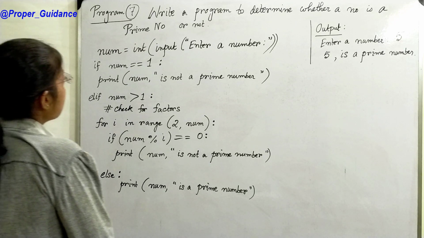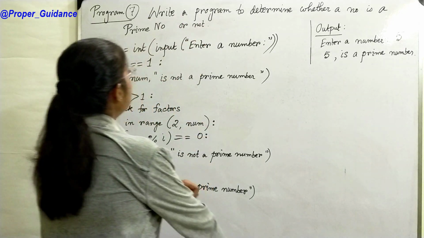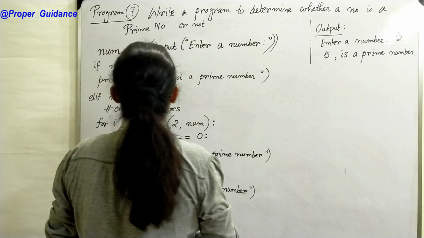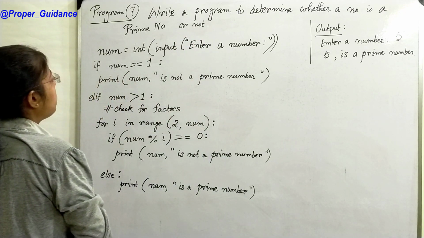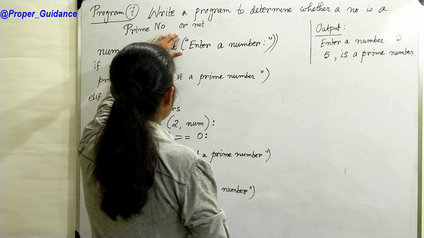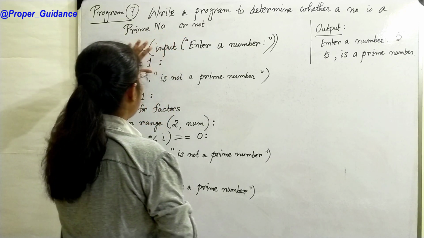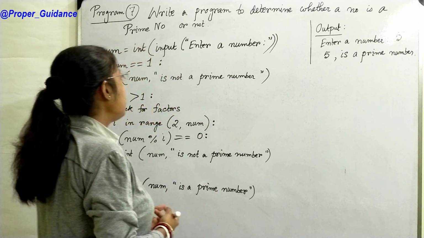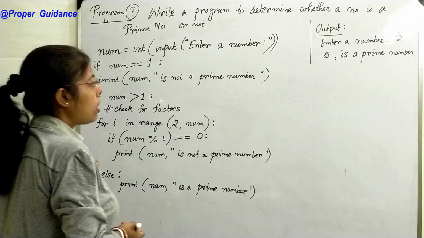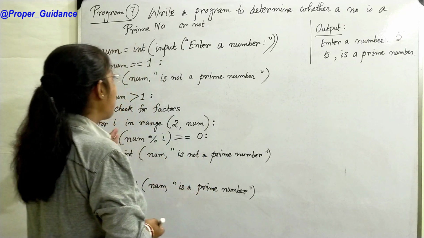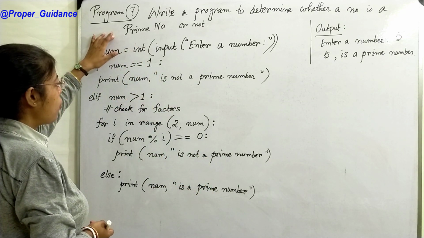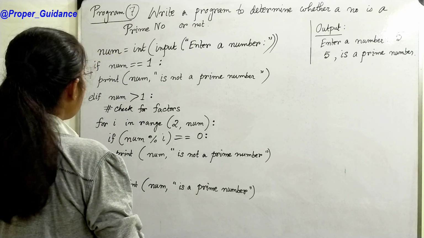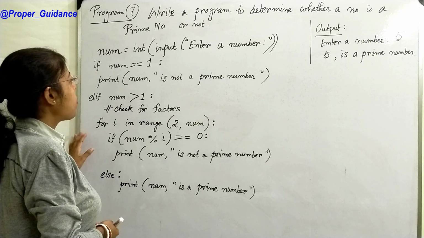Here we are today to discuss a program in Python to determine whether a number is a prime number or not. This is our program number 7. This is a very easy program, that prime number program. We all know about prime number. A number is a prime number when it is just divisible by 1 and the number itself. I am not describing here the definition of prime number because this is a very simple thing. Everybody knows it. So this is our program.